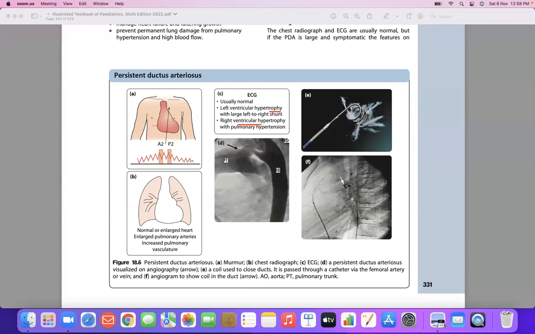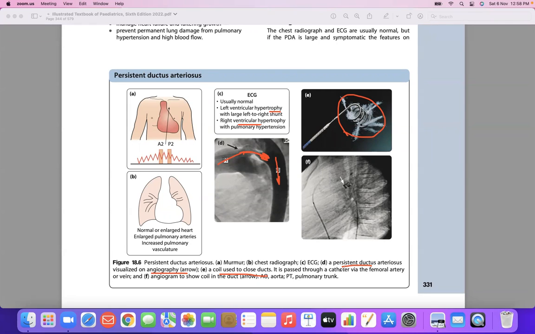This is D. D is the picture of a persistent ductus arteriosus visualized by angiography. So this is the aorta, and this is the pulmonary artery. This is the PDA. You can see there is a connection here, the PDA. This is how they are checking, by angiography. This is the coil. The coil is used to close the duct.